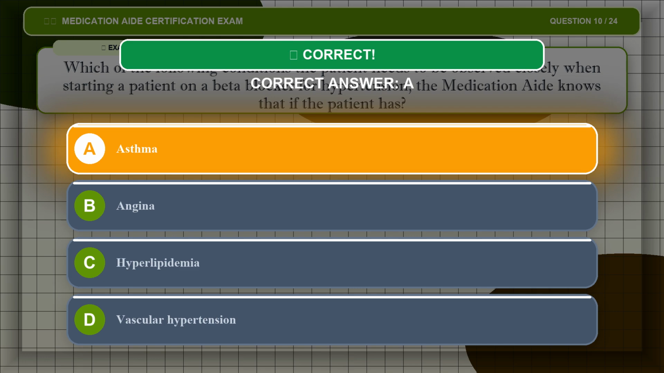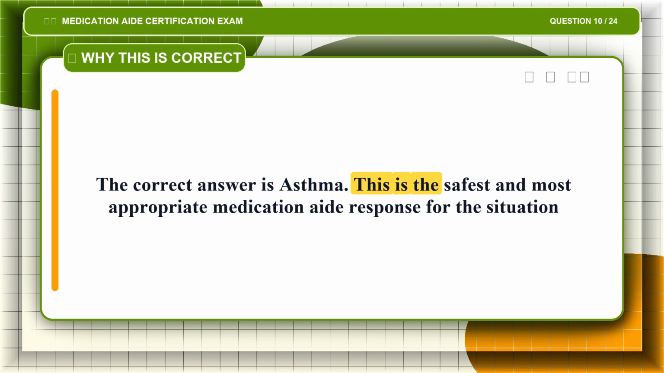The correct answer is option A, asthma. This is the safest and most appropriate medication aid response for the situation.